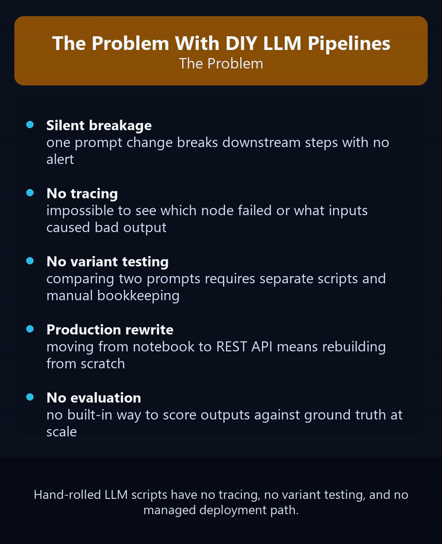Building LLM applications manually is harder than it looks. You chain prompts in Python scripts, but one prompt change silently breaks downstream steps. There is no built-in tracing to see what happened, no structured way to test prompt variants side by side, and pushing to production means rewriting the whole thing as an API. Teams waste weeks on plumbing instead of delivering value.